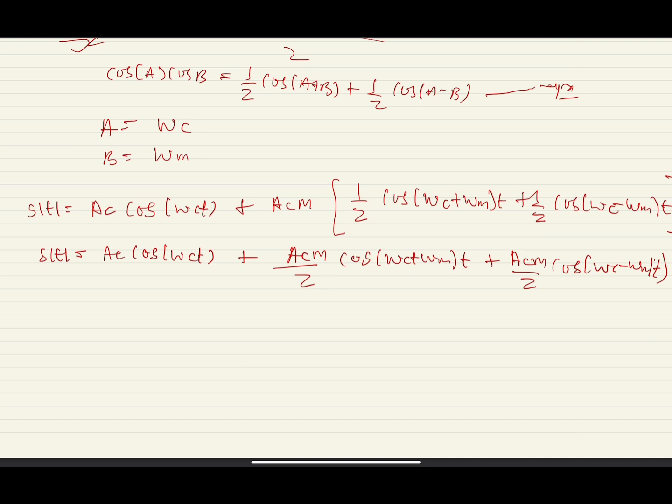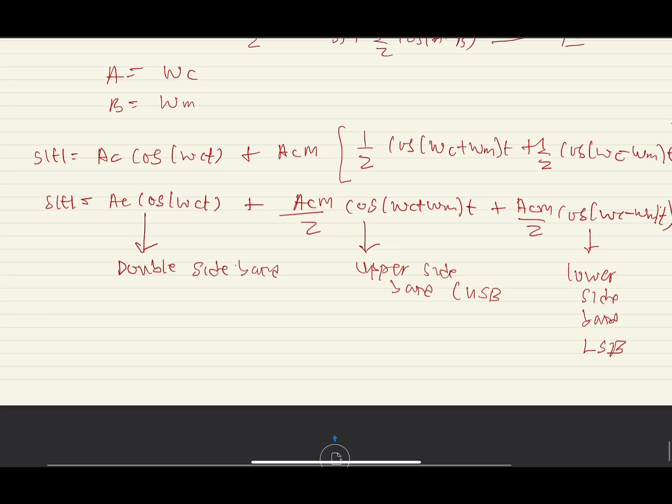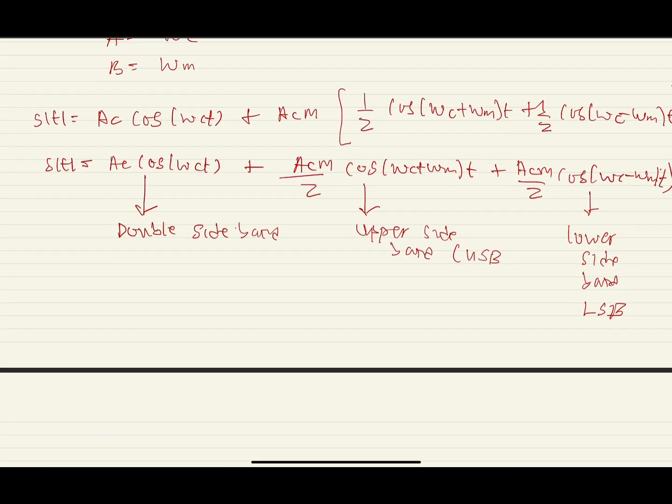As you see, this part of the component of the AM wave, the modulated wave, is called the double sideband. Let me rewrite it in full: a double sideband. This part is the upper sideband, which is USB, and then this part is the lower sideband, which is LSB.